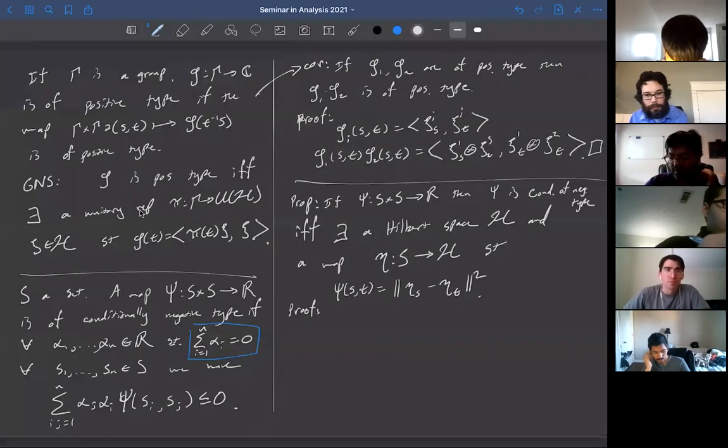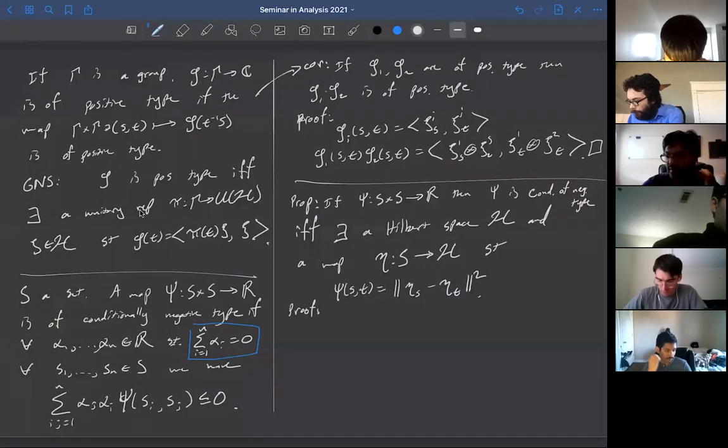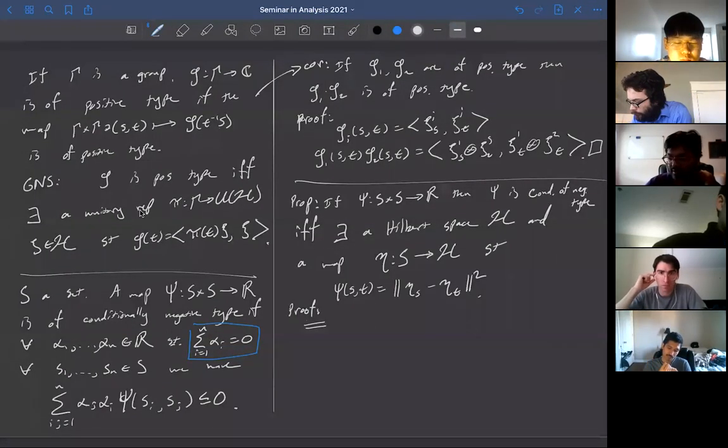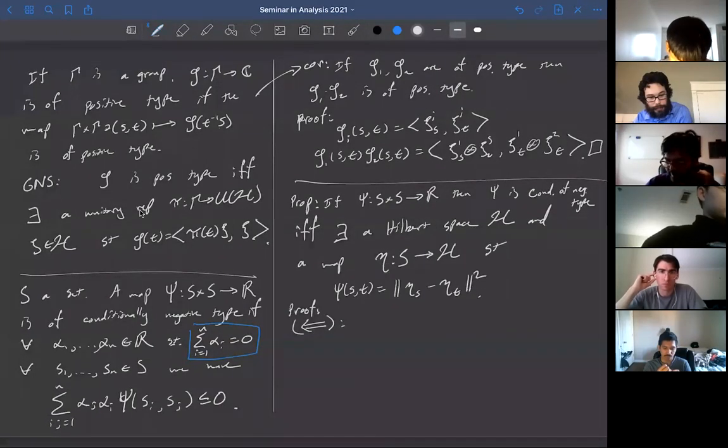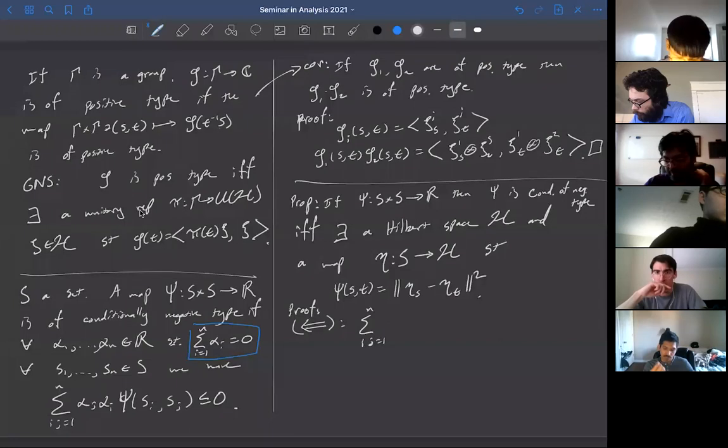I mean, you can make it a real Hilbert space also, sure. All right. So the proof of this is as follows. Again, one direction should be easier, mainly this direction. If we have a function defined of this type, then we just have to compute this sum over i and j from 1 up to n of alpha j alpha i.